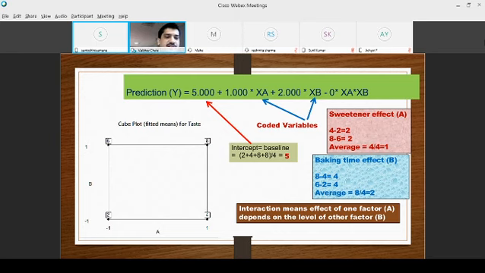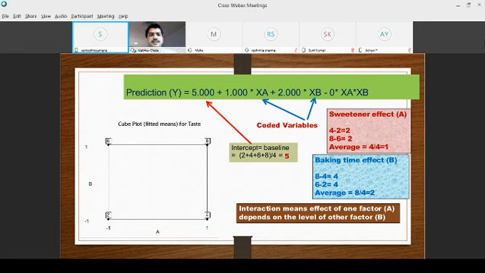Similarly, when I consider B, that is baking time, I need to go from maximum to minimum, that is highest to lowest. 8 minus 4 is how much? 4, and 6 minus 2 is how much? 4. That means 4 plus 4 is 8. So divided by 2, again from minus 1 to 0 and 0 to 1, I again divide by 2, and because of this 8 divided by 4, I am going to get 2 times xb.